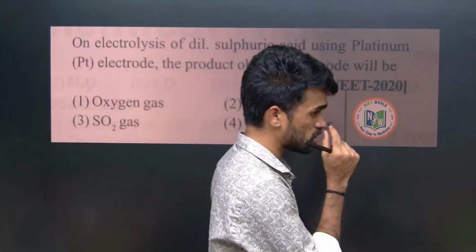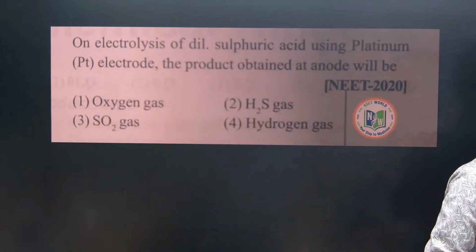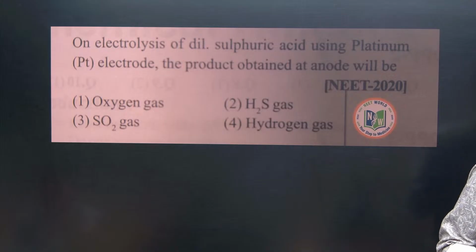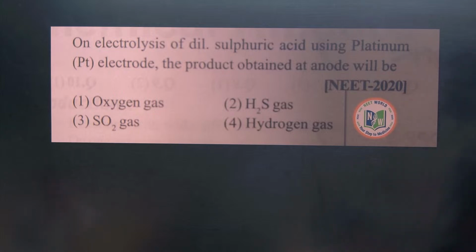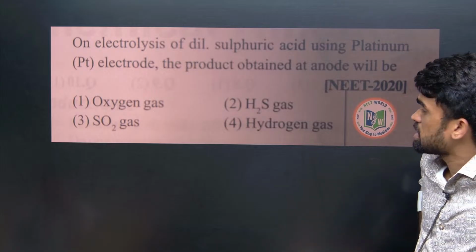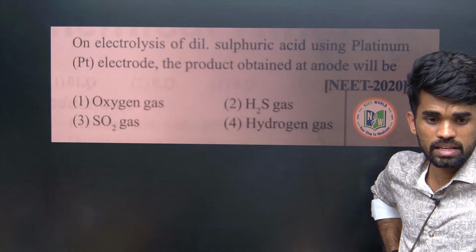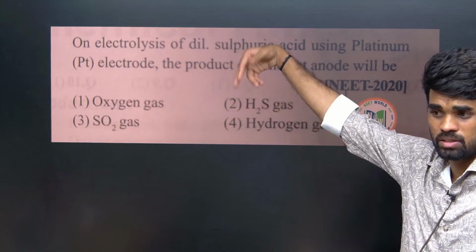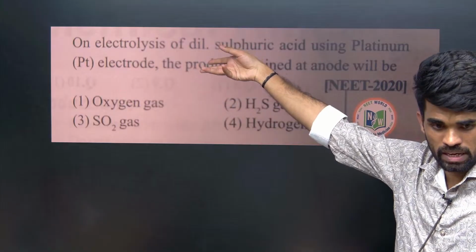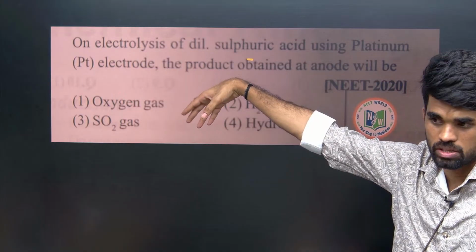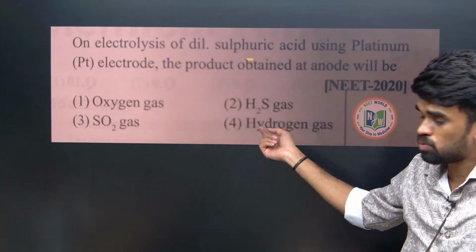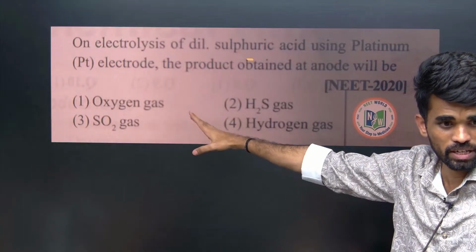And one last question, tell me. On electrolysis of dilute sulfuric acid using platinum electrode, what is the product formed at anode? Easy. Oxygen. Nothing to discuss. Sulfuric acid has sulfate ion at anode, along with water since it is dilute. Will sulfate ion deposit? No. So which should deposit first? Oxygen will be formed. So O2 is released. So the first option is the perfect one for this.